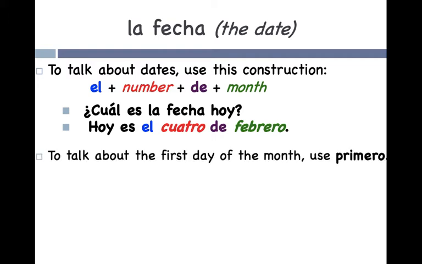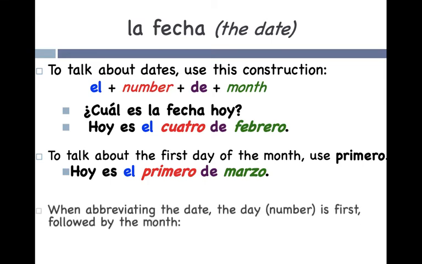To talk about the first day of the month, this is the only exception to the above rule, you use primero. So let's look at the example. Hoy es el primero de marzo. You do not say hoy es el uno de marzo. Just like in English, today is the 1st of February. We wouldn't say today is the 1 of February, right?